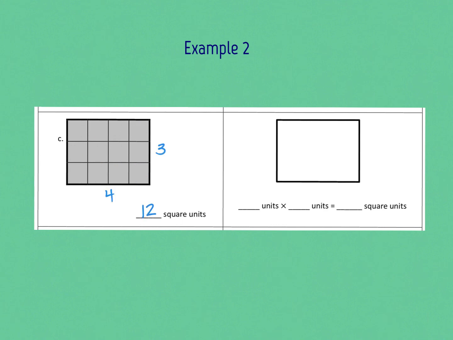And as we see, we know that there are 1, 2, 3, 4. So 4 units by 1, 2, 3 units. And since these are equal, we can see that this side is 4, and then this side is 3 units. So we have 4 units times 3 units, which we know 4 times 3 is 12. So our answer is 12 square units for the area of each of these rectangles.